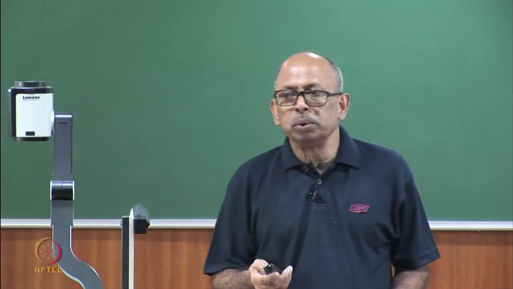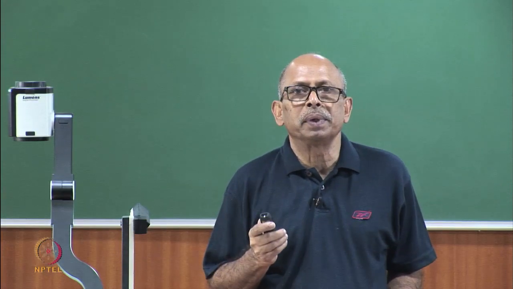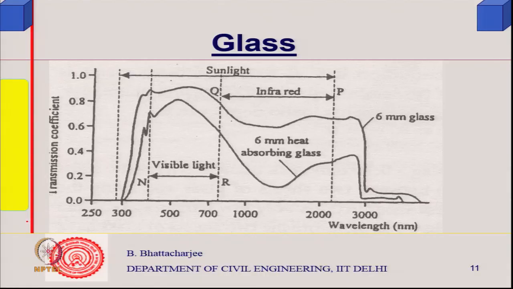Okay, so we continue with glass where we stopped last class. When we look at the transmission coefficient over the solar spectrum, we see it has high transmission within the visible range. And this is the heat radiation, infrared radiation, this is heat, and this is 6 millimeter normal glass.